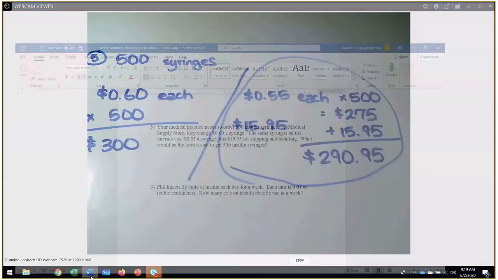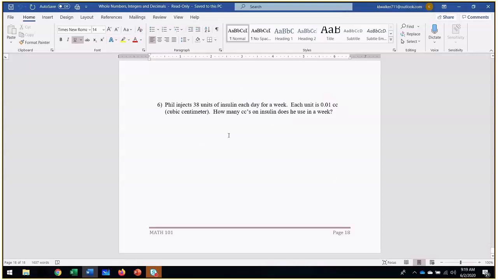Okay, last one. Phil injects 38 units of insulin each day for a week. Each unit is 0.01 cc's, which is read as cubic centimeters. How many cc's of insulin does he use in a week? All right, so 38 units per day, and he's doing it for 1 week.